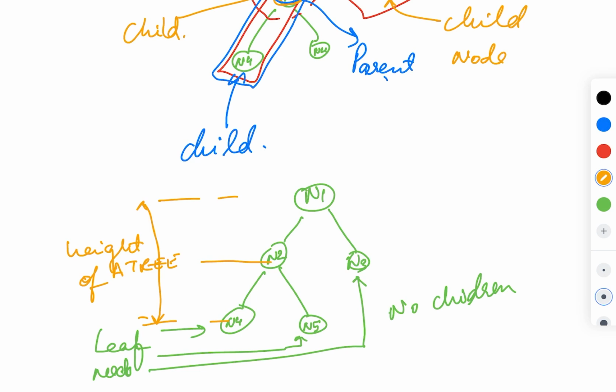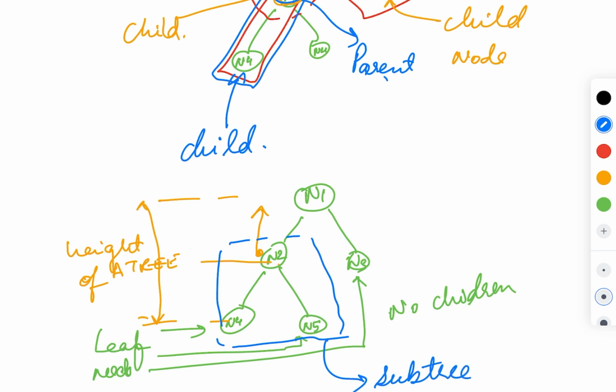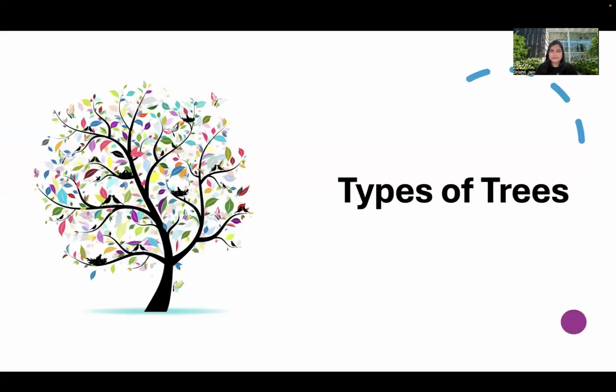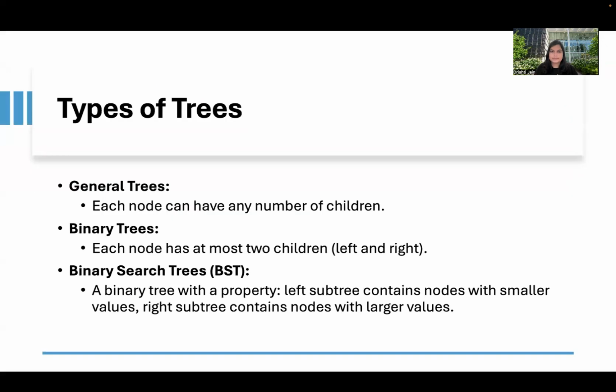The depth of a node is, for example, for this, the distance from the root node to this node. And a subtree is like this. It is a tree formed by the node and its descendants. Now that we know the terminologies of tree, let's look at the types of trees.